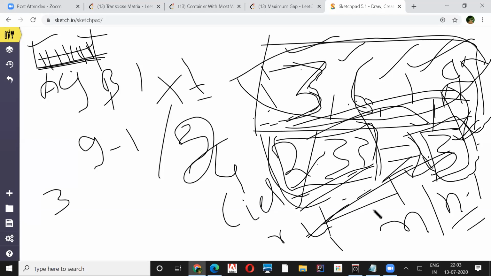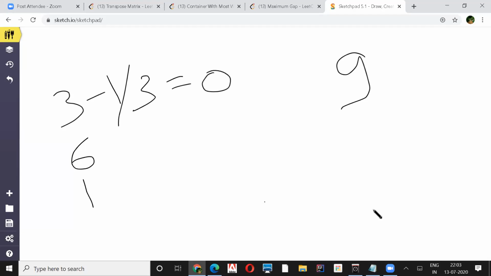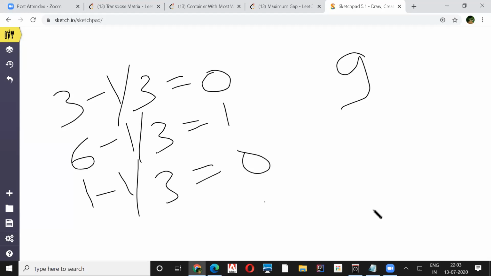Once you get the interval, you take each of the numbers, subtract the minimum from it, and divide it by the interval. Here, I think I'll have to clean it. So one is 3, the other is 6, and one is 9. So 3 minus the minimum number, 1, divided by 3 will be 0. Then 6 minus 1 is 5, divided by 3, this will be 1. And 1 minus 1 by 3 will be 0. And 9 minus 1 is 8, by 3, if we do, this will be 2.